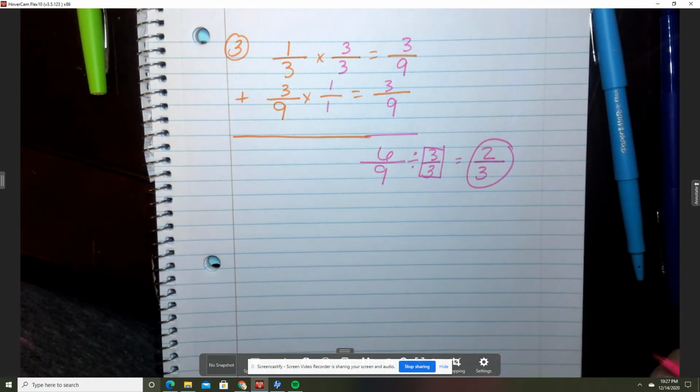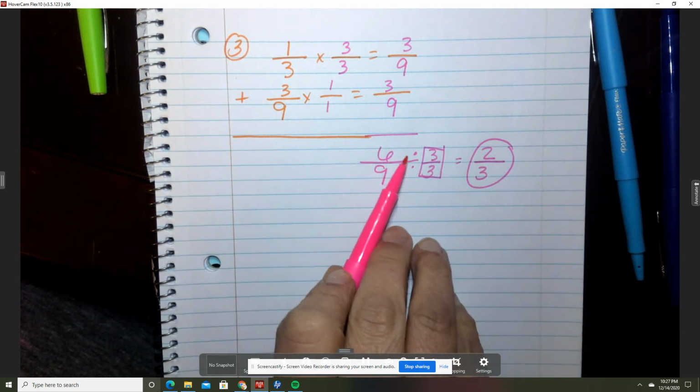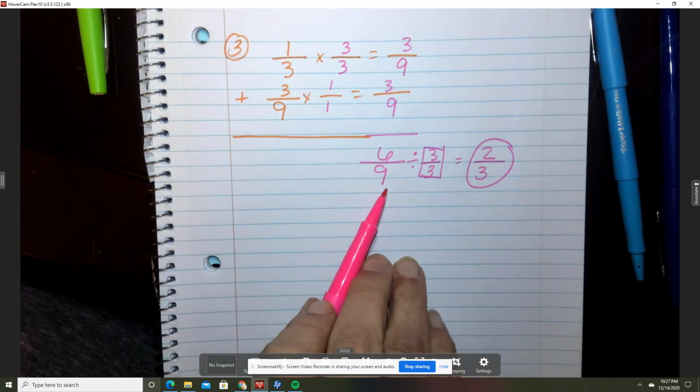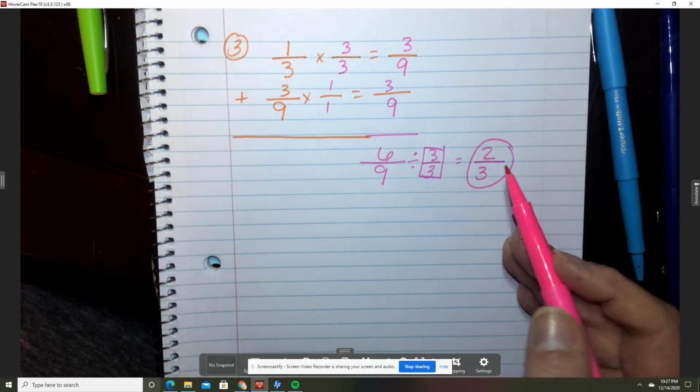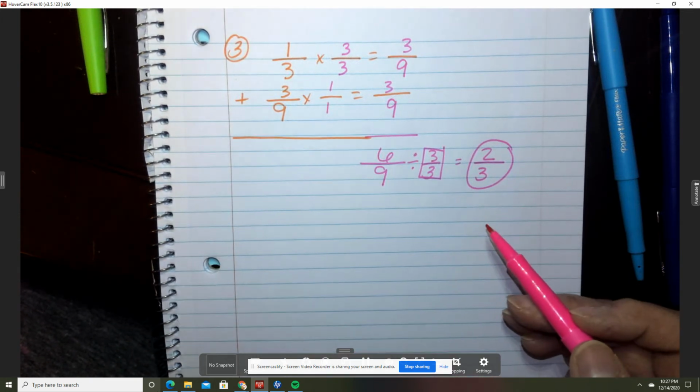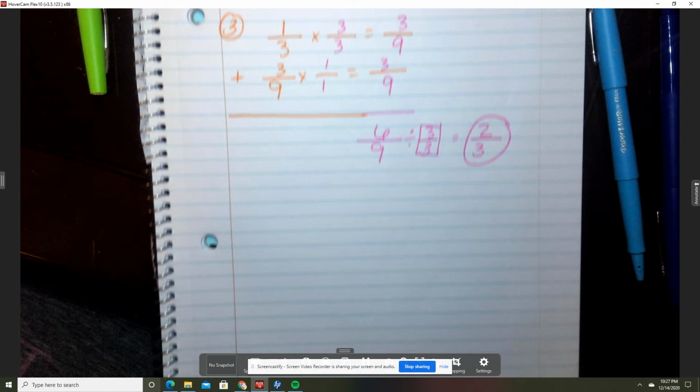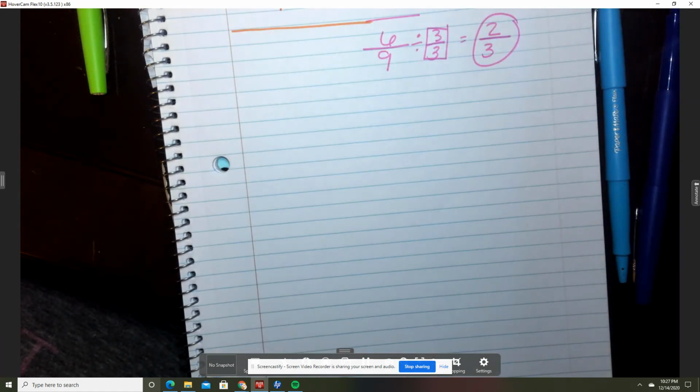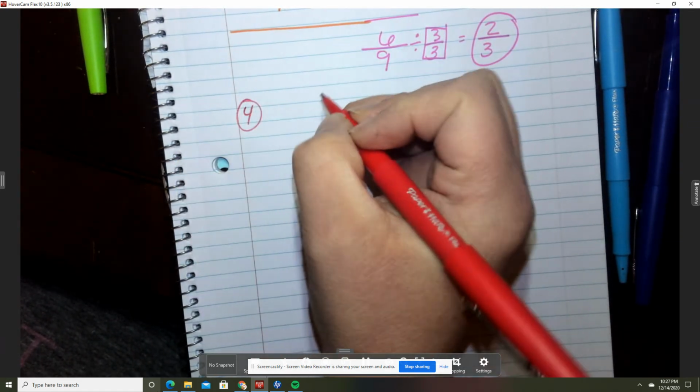And if you look at reducing fractions, would you rather have 6 little bitty pieces of a fraction out of 9, or would you rather have 2 bigger pieces out of 3? So that's why you want to reduce them to the smallest possible fraction. All right, number 4.